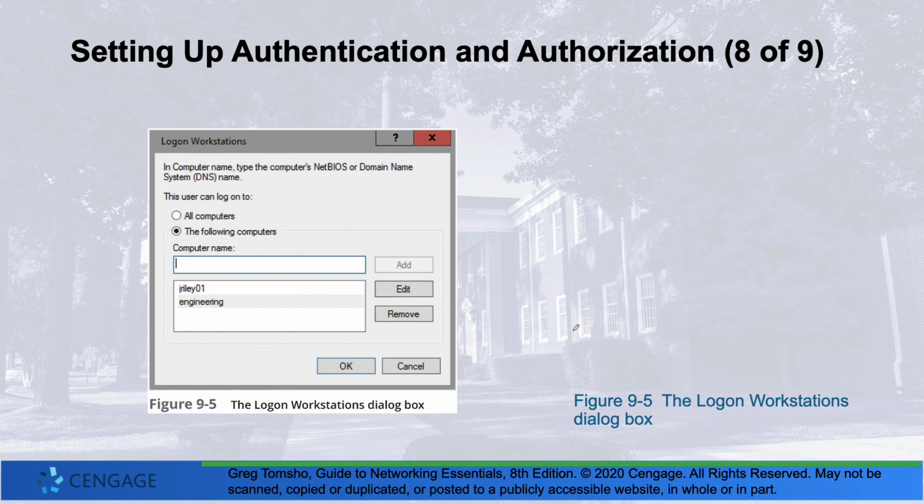I can also restrict which computers a person can log in from. So for this particular account, they can log on to the account jriley01, or they can log into the computer called engineering. That user will not be able to log on to any other workstation. So we're forcing them to get to an area that has cameras, basically, to use the computer.